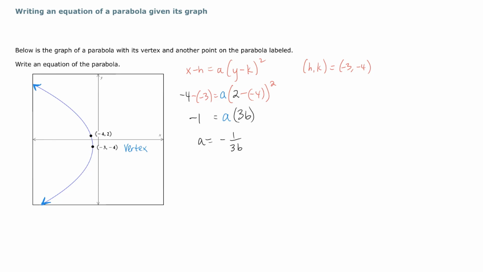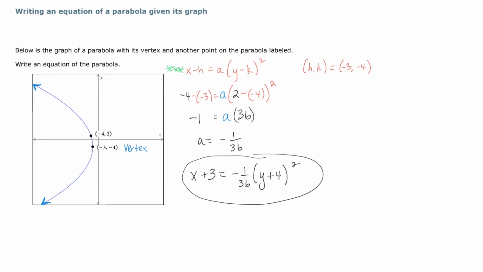We need to write an equation of this parabola. So I'm going to go back to this equation here. That's going to be key. I'm going to write the equation in that form. x plus 3, minus a negative 3 is plus 3, is equal to negative 1 over 36 times the quantity y plus 4 squared. And there you go. That is the equation of this parabola.